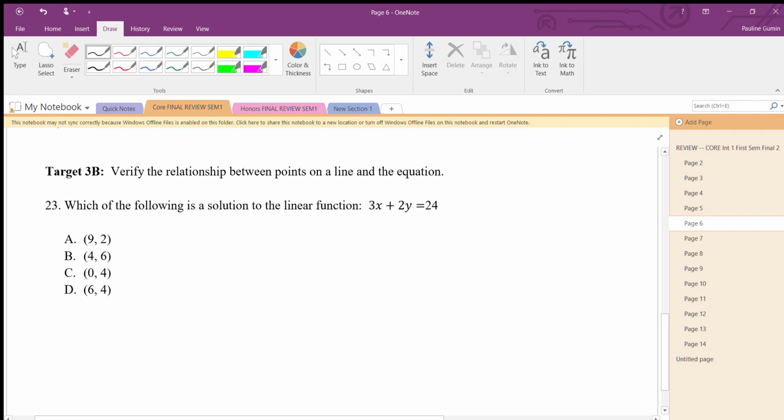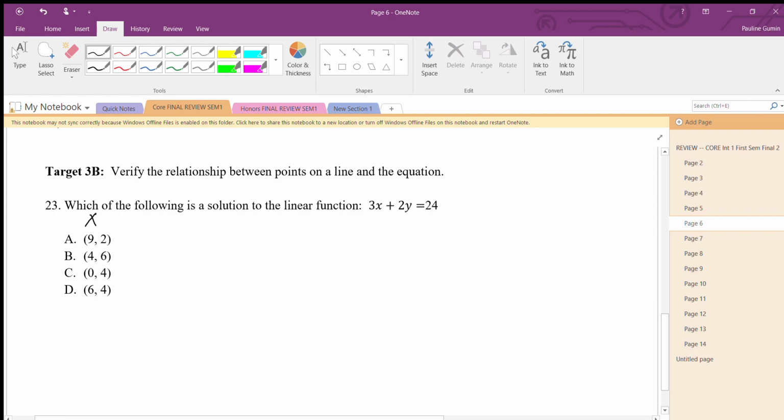Okay. Which of the following is a solution to a linear function? The first thing that I recommend you do is look for small numbers and large numbers. The reason being, either they're going to stand out as not working or they'll stand out as working, and you'll see it right away. So let's start with letter A because I see that 9.